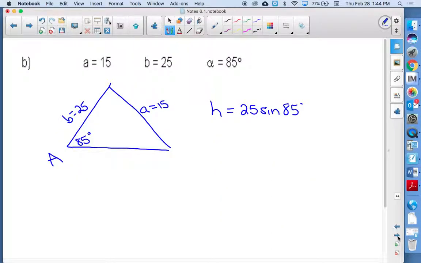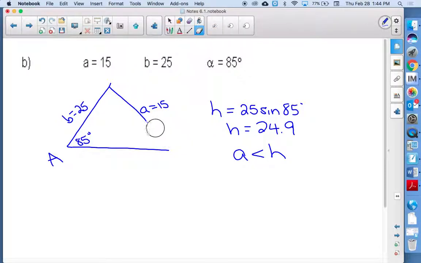In letter B, Brandon, what do you have for the height? 24.9. So, what do you say about letter B, Brandon? No triangle, because A is less than the height and is less than B. So technically, if I wanted to have a semi-accurate drawing, I would have a little side that isn't connecting to make the actual triangle. That's because 15 is A, way less than the height of 24.9. Also less than B. Key thing is it's less than the height.